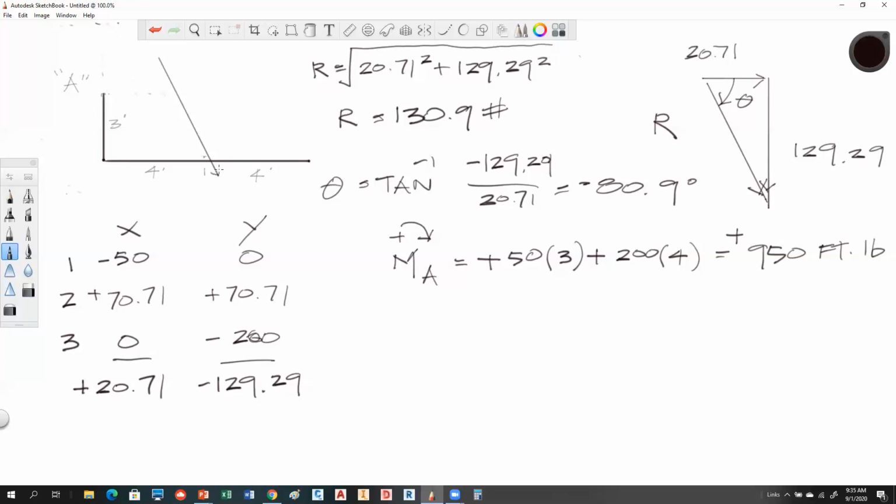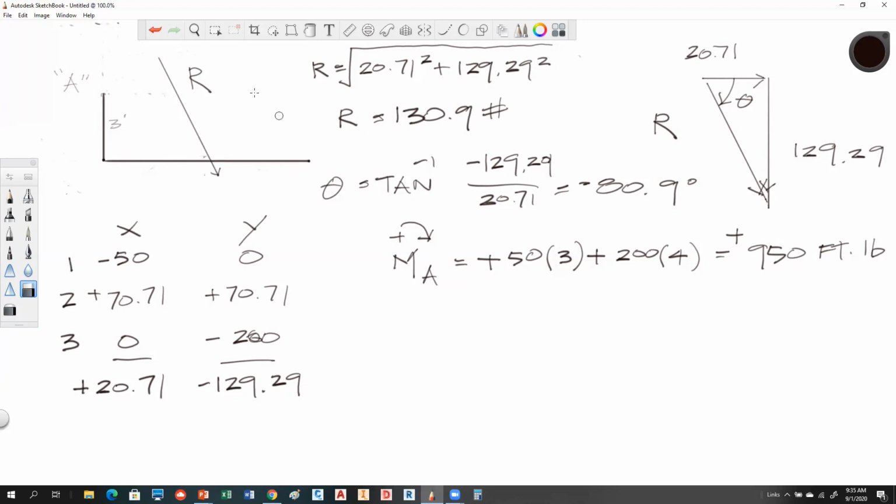I just don't know exactly where. This is my resultant. I don't know where that is with respect to the corner of that bracket. Okay, so what I have to solve, and this distance is not 4. I'm going to get rid of that distance so you don't think that distance has anything to do with it. That distance has nothing to do with it.